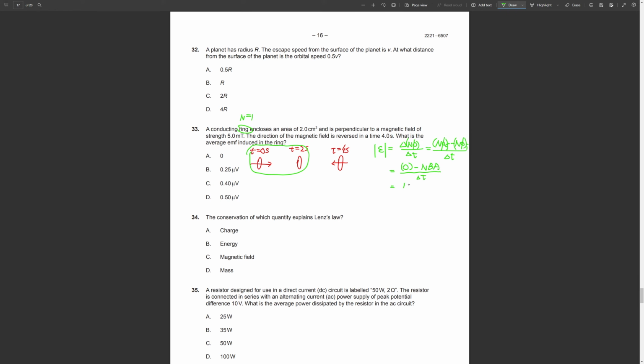So we can take 1 multiplied by the magnetic field strength, which is 5 times 10 to the power of negative 3, and then the cross-sectional area A, 2 times 10 to the power of negative 4, divided by its time taken. It took 2 seconds for the green process. In the end, it should show the induced EMF average value is 0.50 times 10 to the power of negative 6 volts. Then the answer should be D.